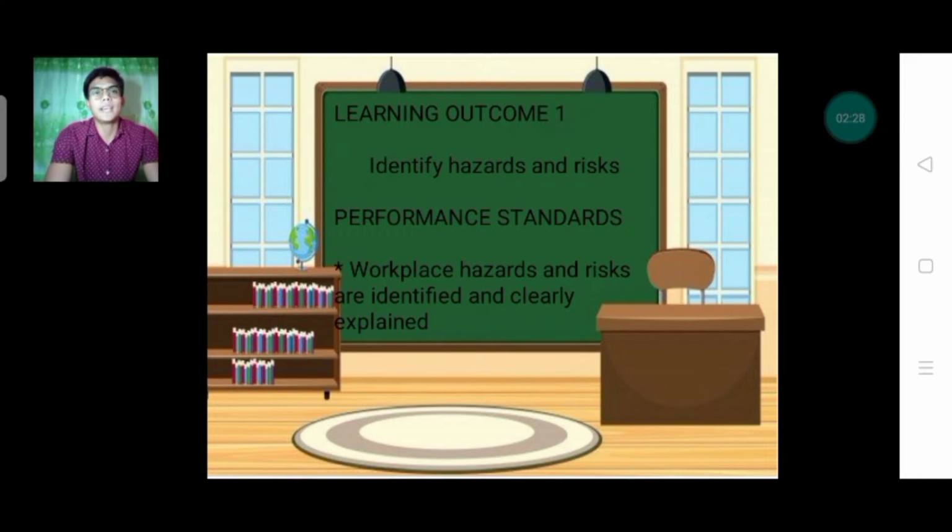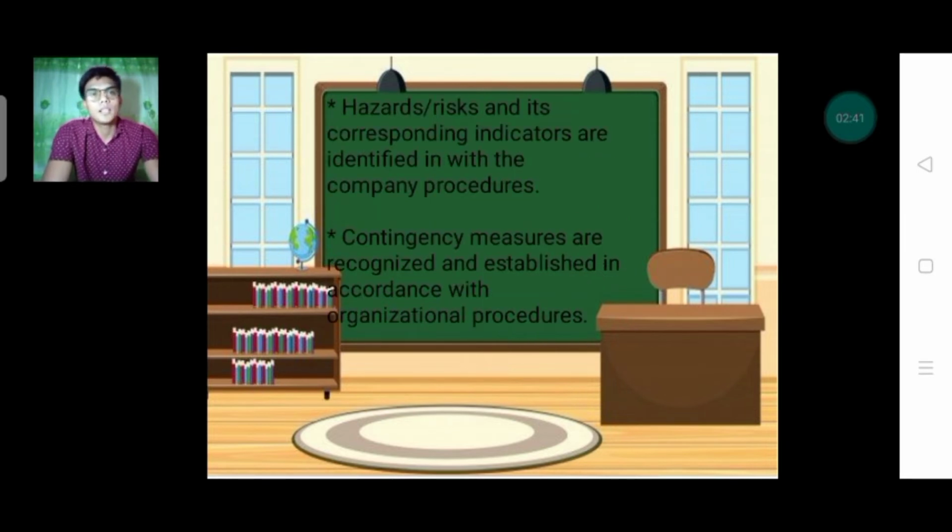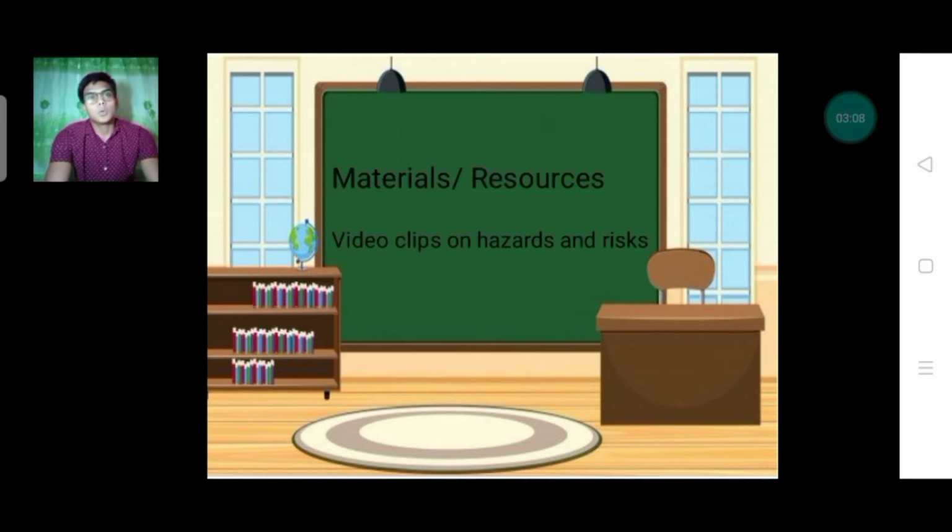Learning outcome number 1. Identify hazard and risk. Performance standards. Workplace hazard and risk are identified and clearly explained. Second, hazard and risk and its corresponding indicators are identified in line with the company procedures. Contingency measures are recognized and established in accordance with organizational procedures. So, yung magiging pinakang materials at resources natin ay yung video clips on hazard and risk.